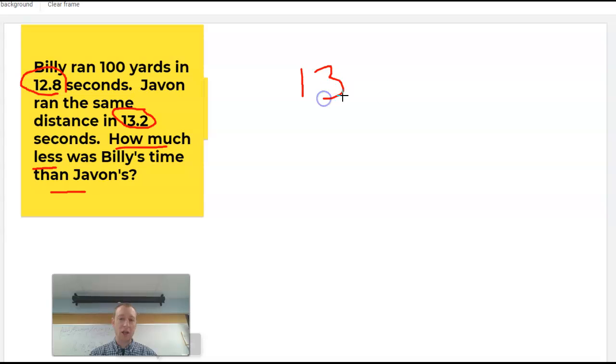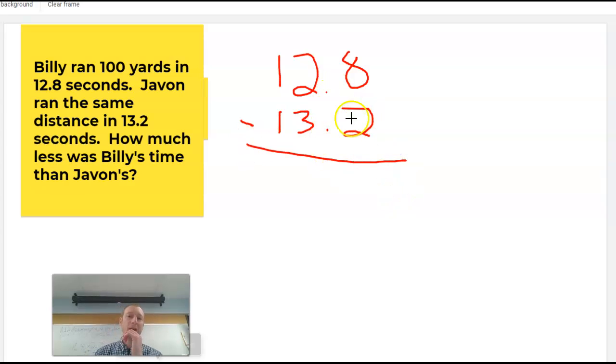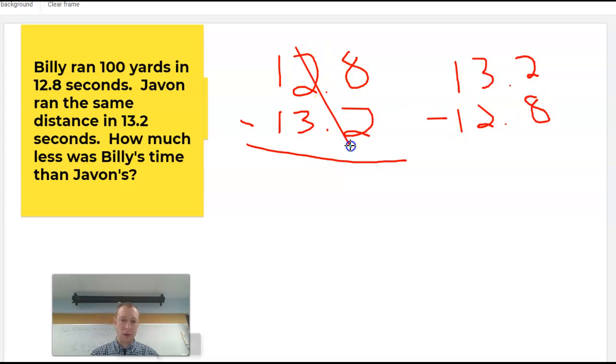So we got 13.2 seconds, and we're going to subtract. Whoops. Let me just fix that. Okay. So 12.8 minus 13.2. Now, because I'm subtracting, I've got to line up those decimal points. And, oh, I messed up, didn't I? I put the smaller number on the bottom. It should look like this, 13.2 minus 12.8. Sorry, I got messed up there for a second. So get rid of this one. All right. So let's subtract.